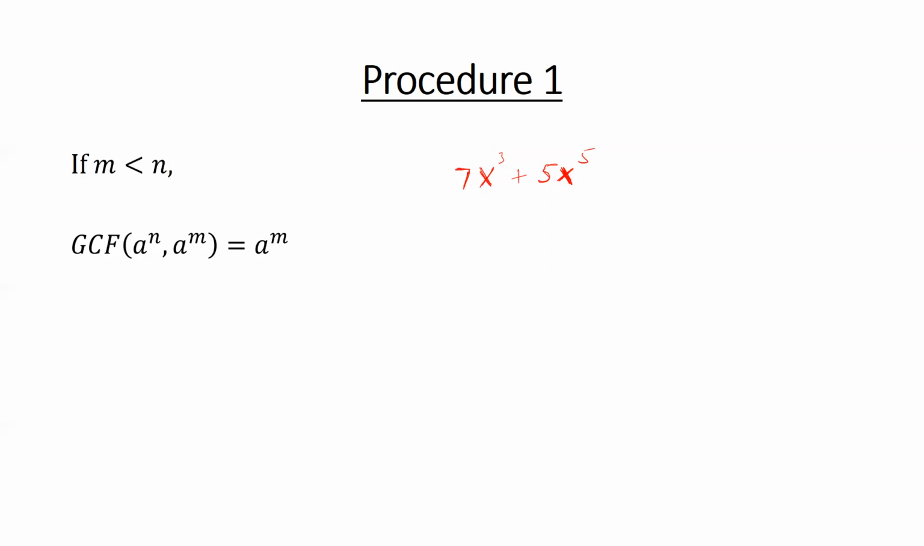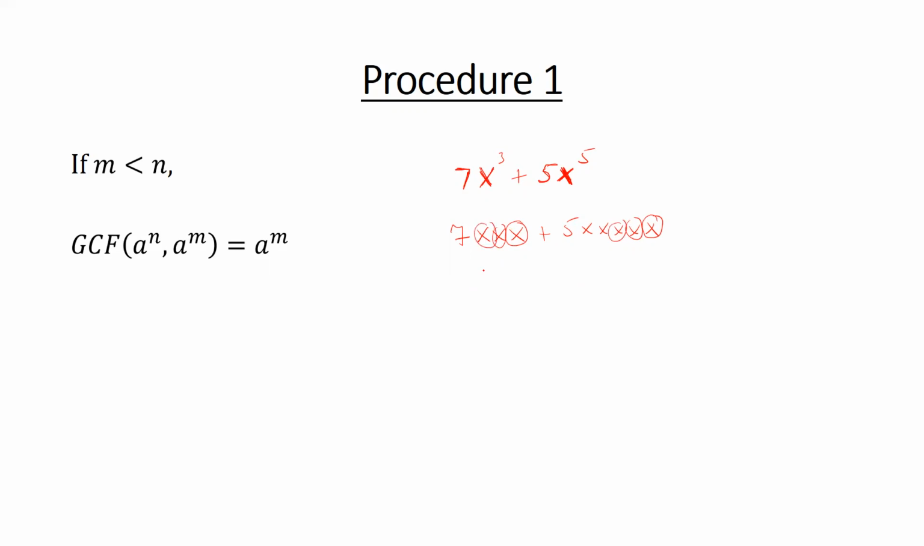Well, one way to tell what you can factor out is by using the fact that you can rewrite the exponential form as repeated multiplication. So 7x cubed can really be written as 7 times x times x times x, while 5x to the 5th can be written as 5 times x times x times x times x times x, right? From this rewriting of the problem, it becomes very clear that they have an x in common and another x in common and another x in common.